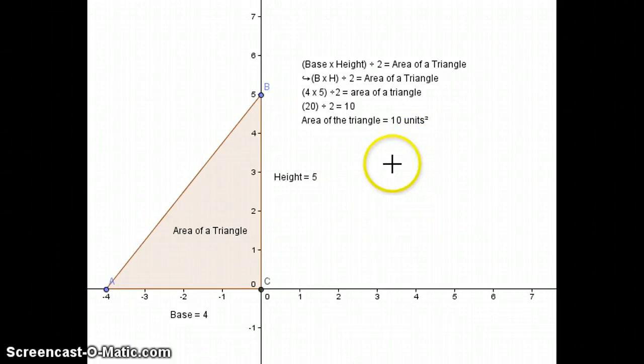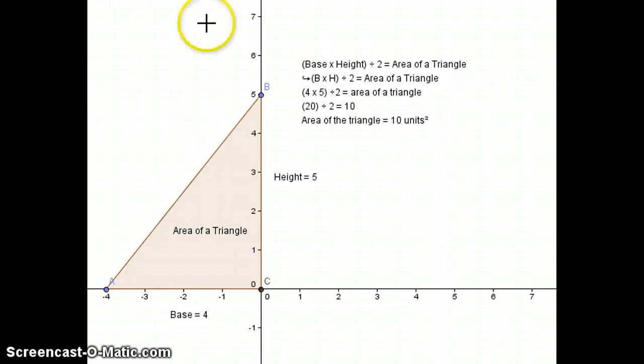Now this is very important. You have to remember, whenever doing area and solving for area, you must square the units. Okay? Now, I wrote units in here because there was not a specific unit listed. If this had been in centimeters, it would have been 10 centimeters squared. If it had been in inches, it would have been 10 inches squared. But because I didn't specify, we're just going to say units.